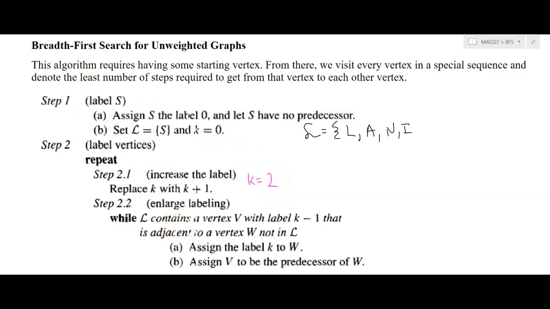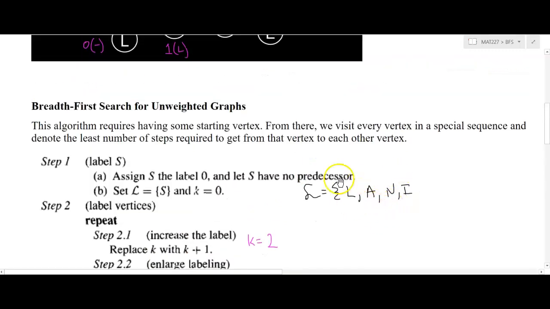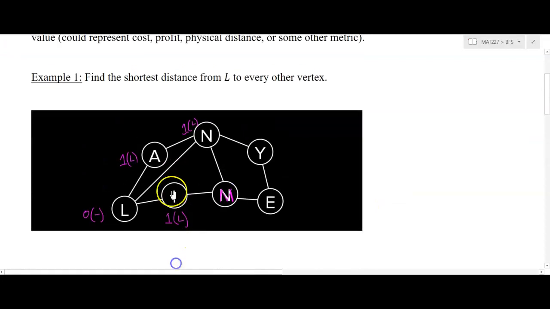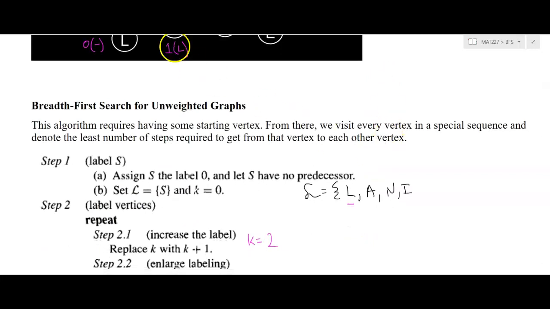And again, I'm going to look at all the neighbors of all the vertices in L. I've already looked at L, so I'll just underline L here because we're done with L. Now look at the neighbors of A. Well, the only neighbor of A is N, and N has already been established as a shortest distance. K is currently 2, so I don't want to replace the label on N with 2 coming from A because clearly that's a longer path than going directly to N. So A is done. A doesn't have any neighbors that haven't been labeled already.